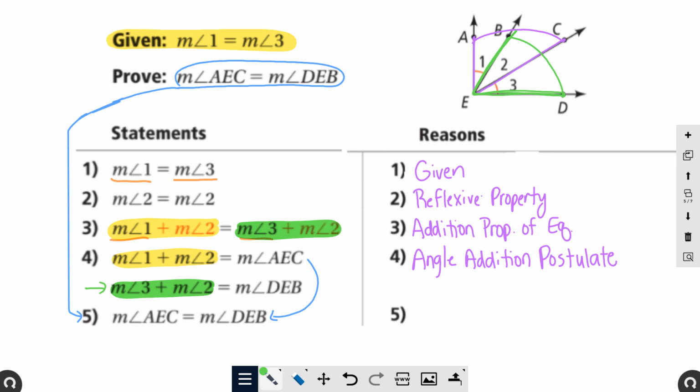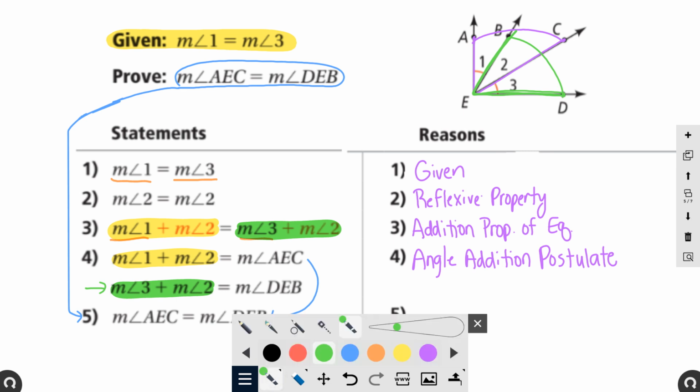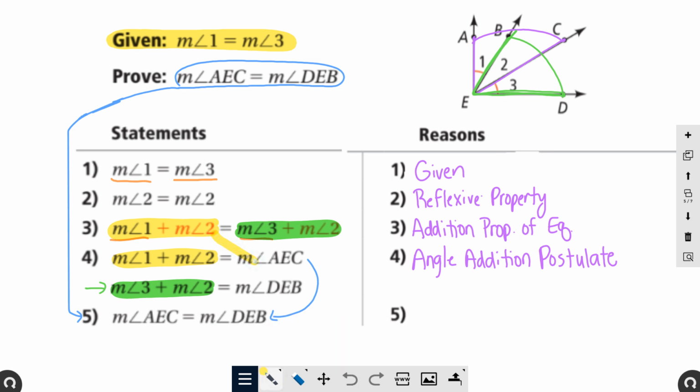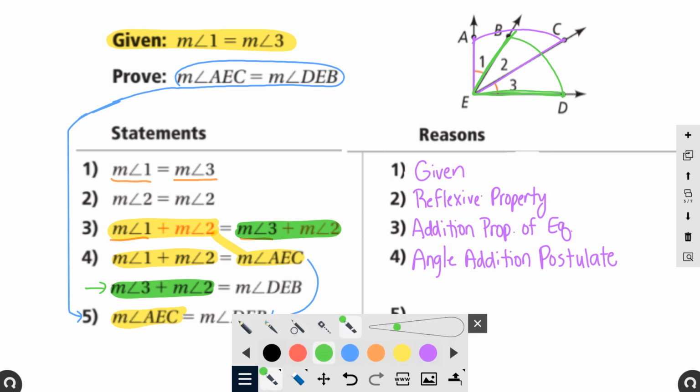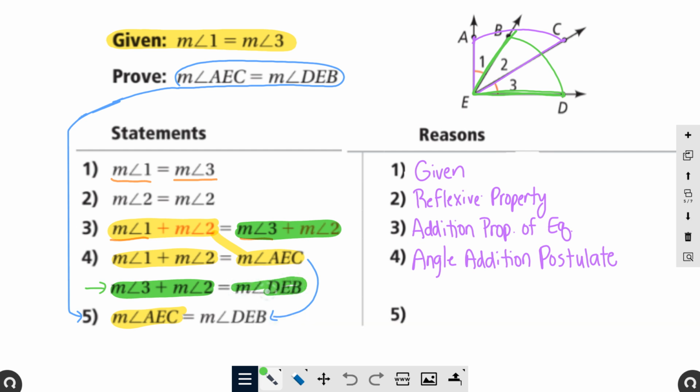Now, angle 1 and angle 2, if we add those up, it also equals angle AEC. So this part can be replaced with AEC. And if you do that, you get this last part here on the left. And then this part, angle 2 and 3, can be replaced with angle DEB, which is this part.